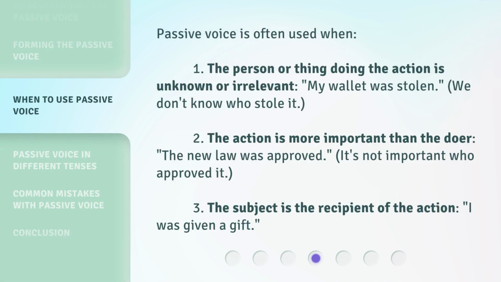Passive voice is often used when: 1. The person or thing doing the action is unknown or irrelevant. My wallet was stolen. We don't know who stole it. 2. The action is more important than the doer. The new law was approved. It's not important who approved it. 3. The subject is the recipient of the action. I was given a gift.